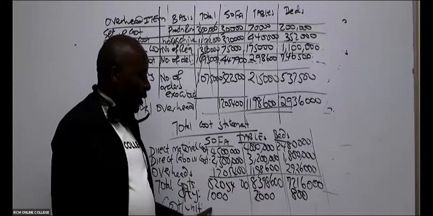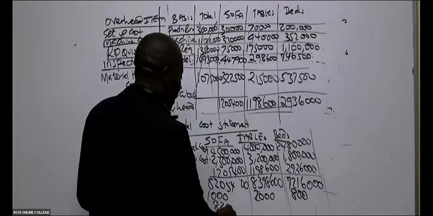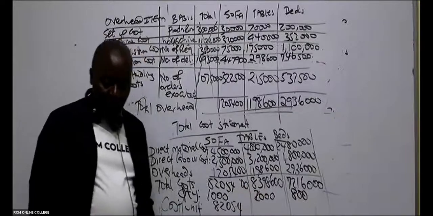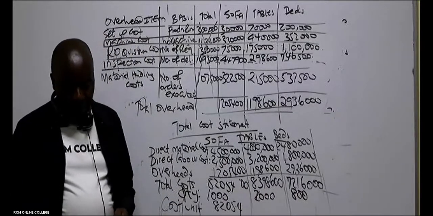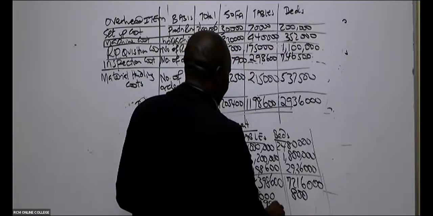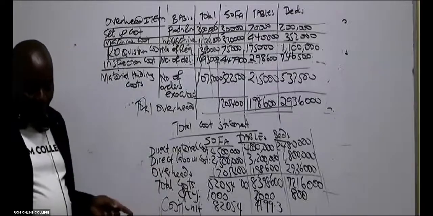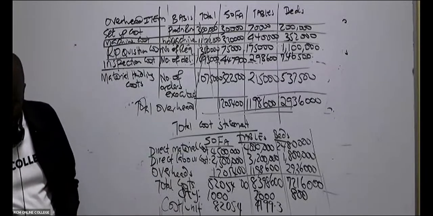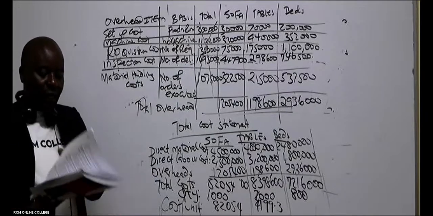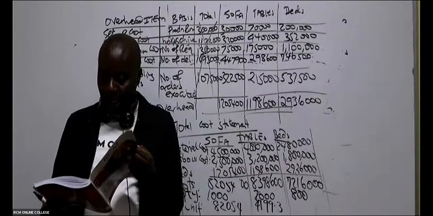So this divided by 1,000 gives me what figure? 82,054.4, right? Yeah. How about 83,98,600 divided by 2,000? 4,199.3. And then lastly, we have 72,16,000 divided by 800, which will end up giving us what figure? 9,020, isn't it? So we have there 9,020.